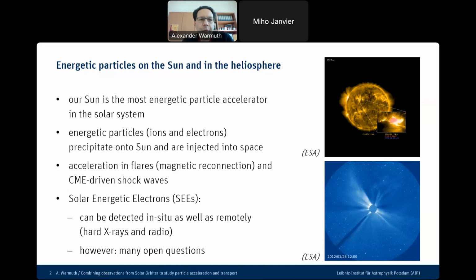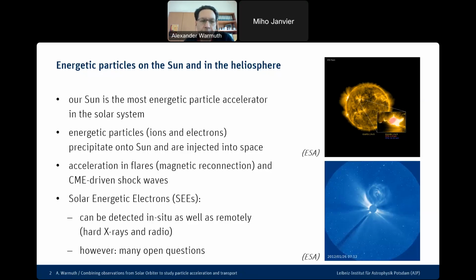We all know that our sun is the most energetic particle accelerator in the solar system. We know from remote sensing observations that ions and electrons are accelerated in the solar corona and precipitate onto the sun in the framework of solar flares. Here we see one example where we can see a flare in EUV and hard X-rays. But we also know that particles can leave the sun and propagate through interplanetary space, through the heliosphere. And this snowstorm you see here are actually highly energetic particles that have been accelerated by a coronal shock wave.